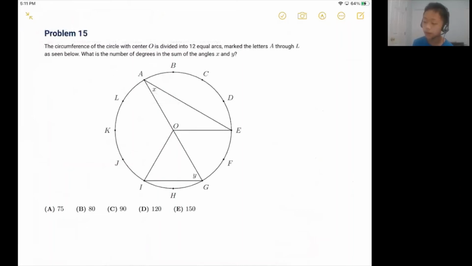Problem 15 says the circumference of the circle with center O is divided into 12 arcs, marked with the letters A through L as seen below. We want to know the number of degrees in the sum of the angles X and Y.